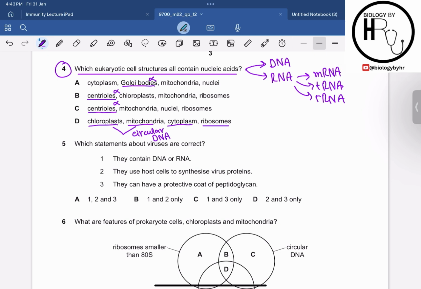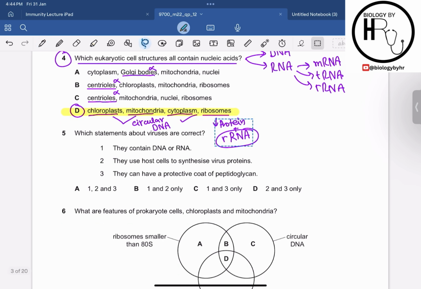Then similarly nucleic acid is obviously contained within the cytoplasm of the cell. And then the ribosomes, definitely ribosomes are made up of protein plus ribonucleic acid, ribosomal RNA, right? Ribosomal ribonucleic acid, right? So yes, option D is our correct answer over here. I hope that this MCQ makes sense and is clear to all of you.